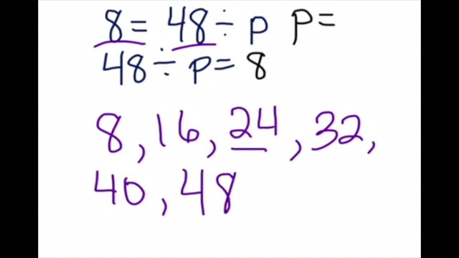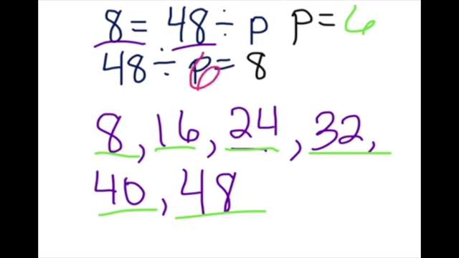How many times did we count by 8? 1, 2, 3, 4, 5, 6. So P equals 6. So we know 48 divided by 6 would equal 8. Or 8 equals 48 divided by 6. So P equals 6.